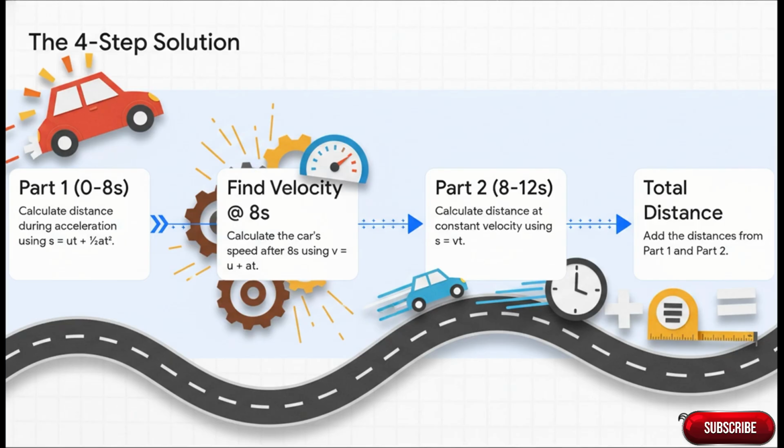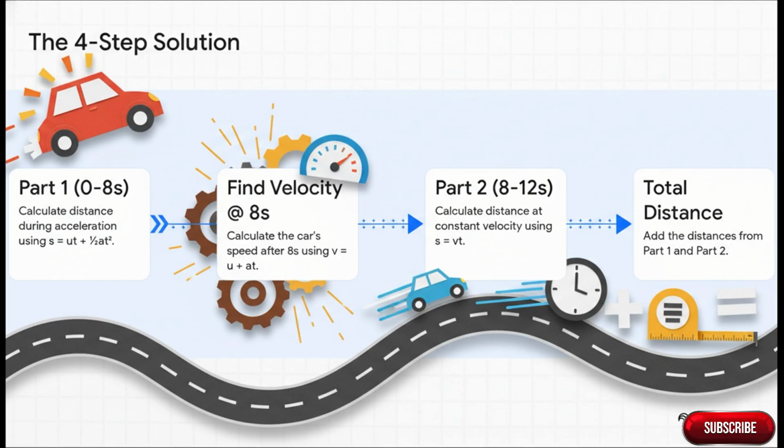For the first part, those first 8 seconds, we use the formula S equals ut plus half at squared. Now, the car starts from rest, so our initial velocity u is 0. That makes it easier. So distance is just half times 5 times 8 squared. That works out to 160 meters. Okay, part 1 done. Now, how fast is it going at that point? We use v equals u plus at. Again, u is 0, so it's just 5 times 8, which gives us a velocity of 40 meters per second.